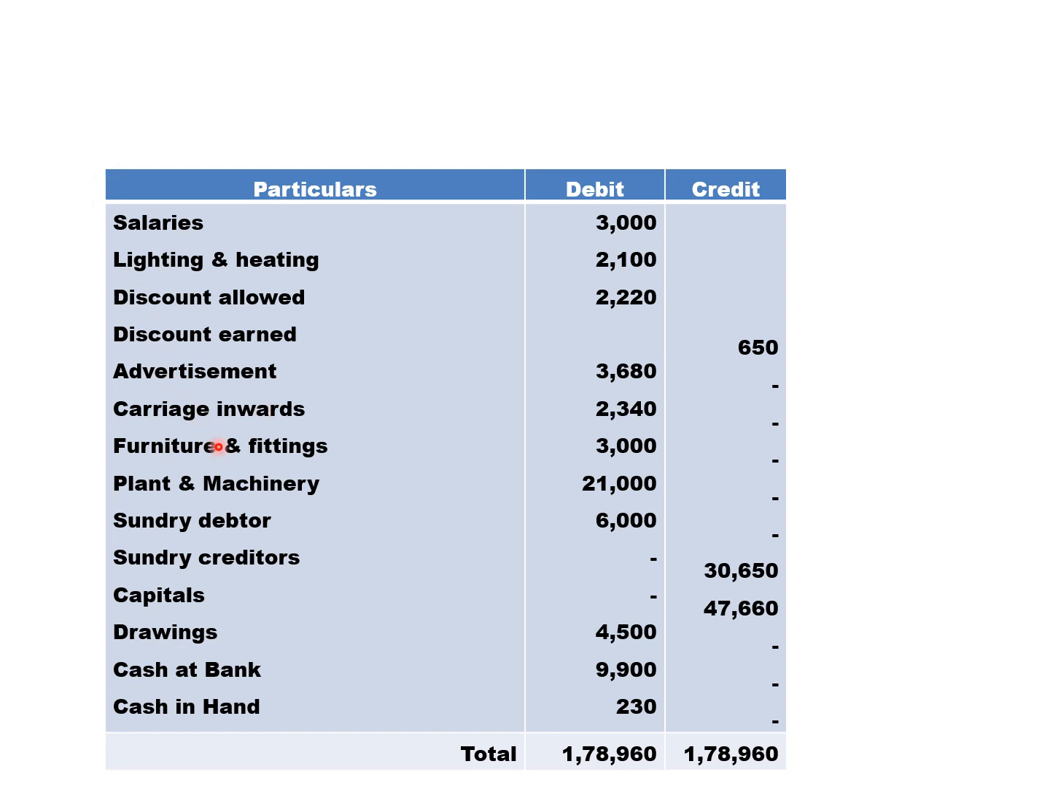So adjustment number 3, they mentioned that advertisement to be distributed equally. Then carriage inward to be distributed in 2:1 as mentioned in adjustment number 2. Furniture and fittings will come in balance sheet, plant and machinery balance sheet, debtors balance sheet, creditors balance sheet, capital balance sheet, drawings balance sheet, cash at bank balance sheet, cash in hand balance sheet.